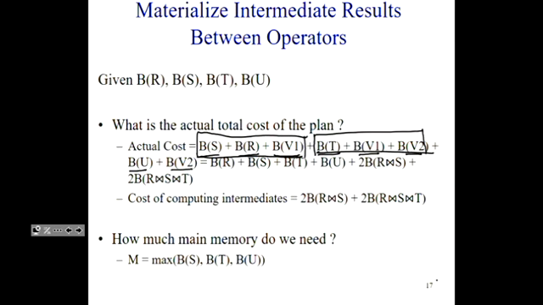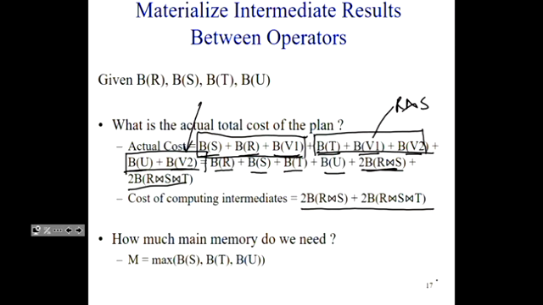And therefore the cost is B of R plus B of S plus B of T plus B of U plus 2 times B of R join S. V1 is R join S. And then 2 times B of R join with S join with T. This is V2. Okay? And here the cost of computing intermediates was simply 2 times B of R join with S and 2 times B of R join with S join with T. Why did this 2 come up? Well, the first step is you're writing it out to disk and then you're reading it back into memory. And because of that, you have this appearing twice.